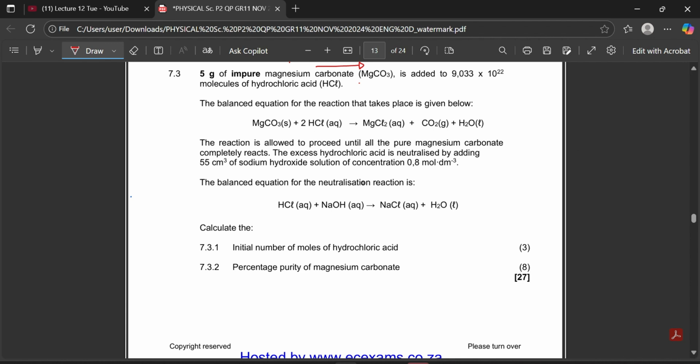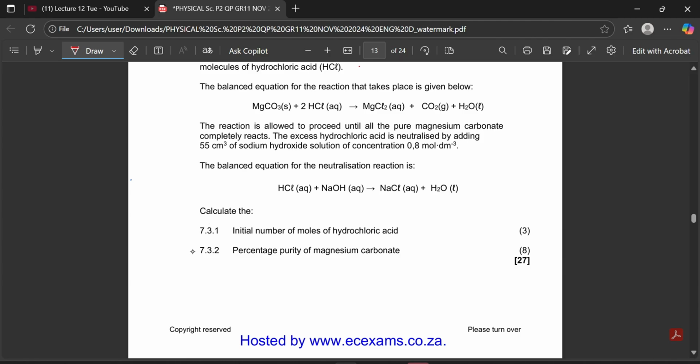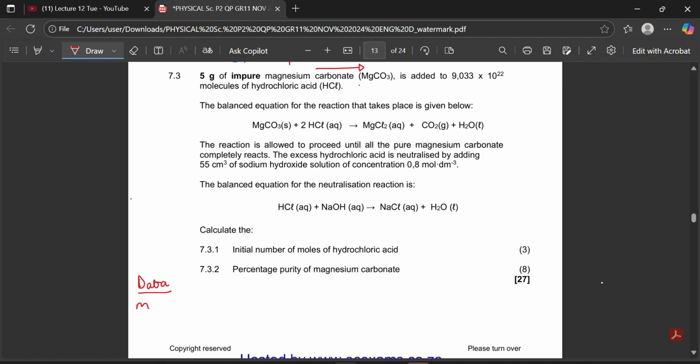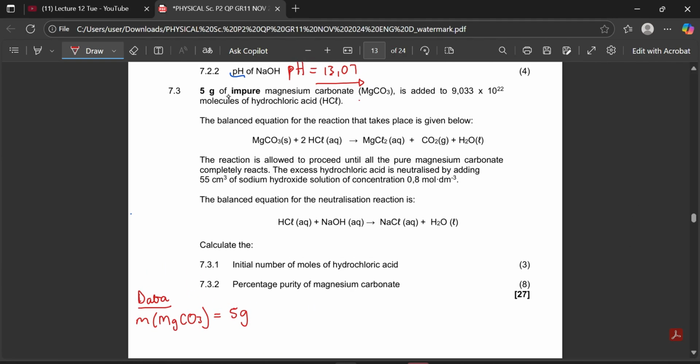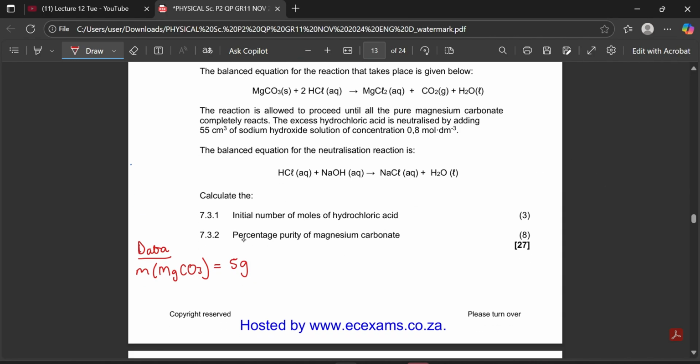So for starters, we need our data. What do we have? We have the mass of magnesium carbonate, and that gives me 5 grams, right? But they say something about it. They say it's not just any mass, but it's the impure mass. I mean, if I see something like this, I know definitely I'll be asked to calculate the percentage purity. And yeah, there we go. You are actually asked to calculate the percentage purity.